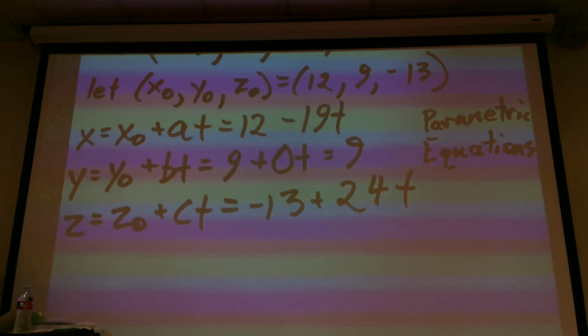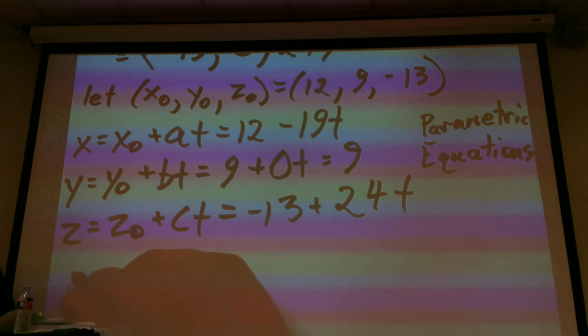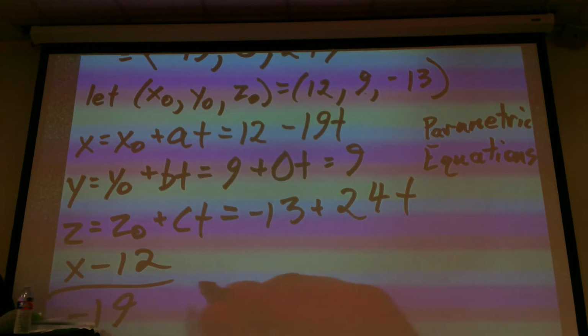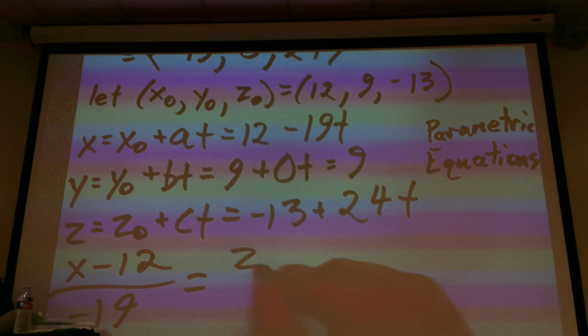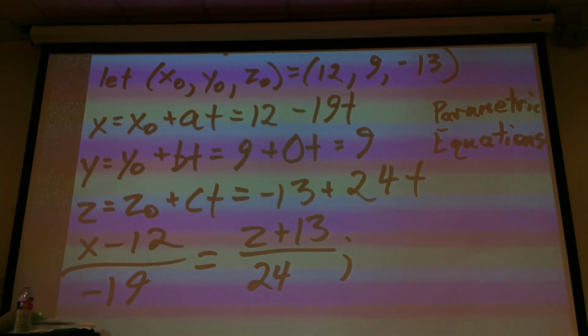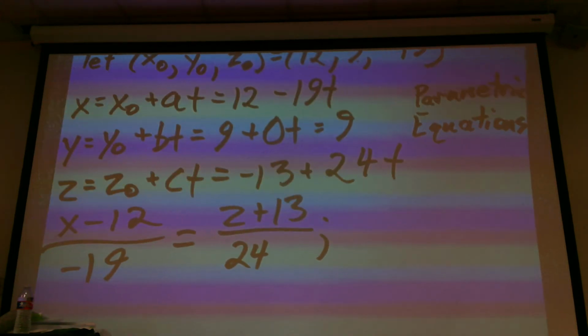Okay. Well, this one and this one are not too bad. You can solve for t on this one. So x minus 12 divided by negative 19 would equal z plus 13 divided by 24. Uh-oh. We don't have a t involving y. Okay, because y just equals 9.